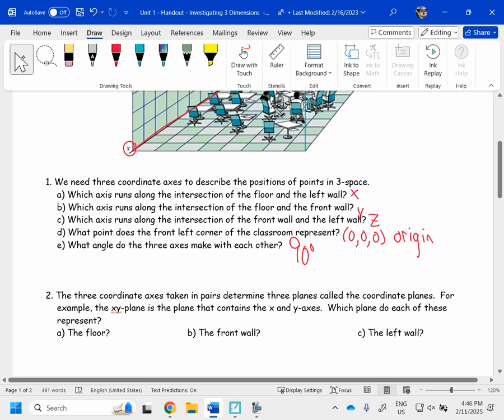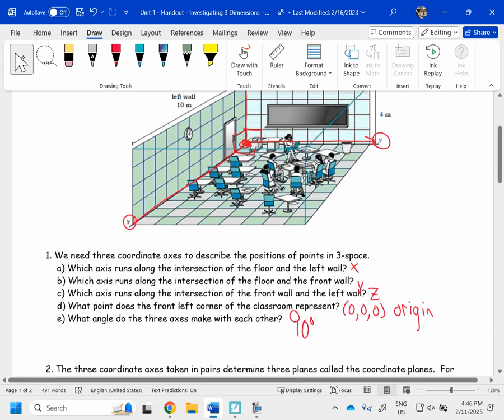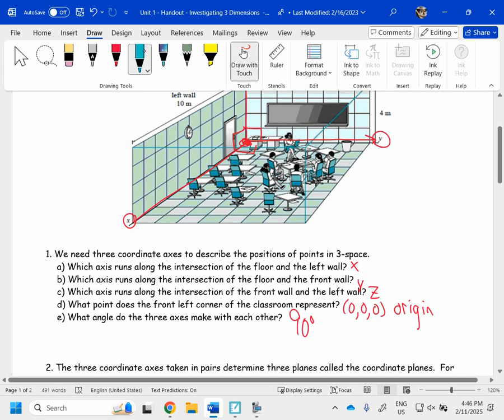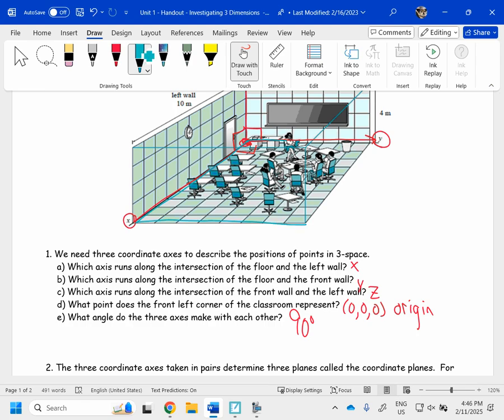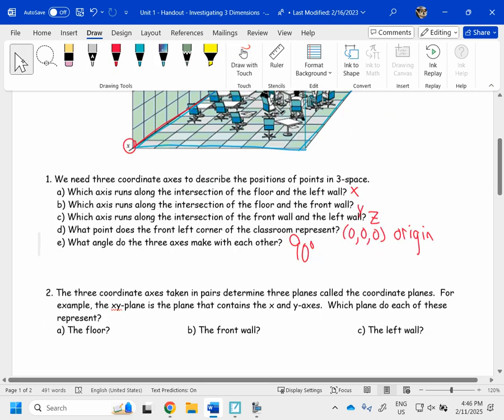The three coordinate axes taken in pairs determine three planes, called the coordinate planes. A plane is a two-dimensional surface. Think of it like a piece of paper. For example, the xy plane is the plane that contains the x and y axes, hence the xy plane. Which plane does the floor represent? The floor is made up of the x-axis and the y-axis, so the floor is called the xy plane.